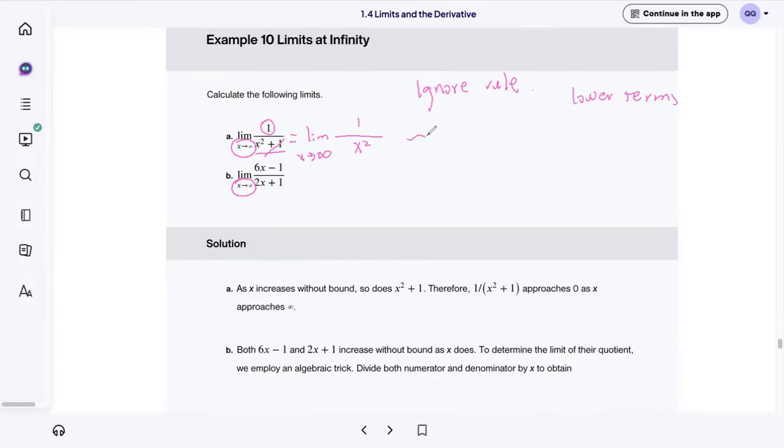Now you can think about it, right? There's 1 over this. One apple shared by the millions, billions, the whole wide world of people. How many pieces of apple do you get? This is 0. So similarly, this will only take the leading term. In the numerator, 6x is the leading term. In the denominator, 2x is the leading term. X divided by x is 1. 6 divided by 2 is 3. So the limit equals 3.